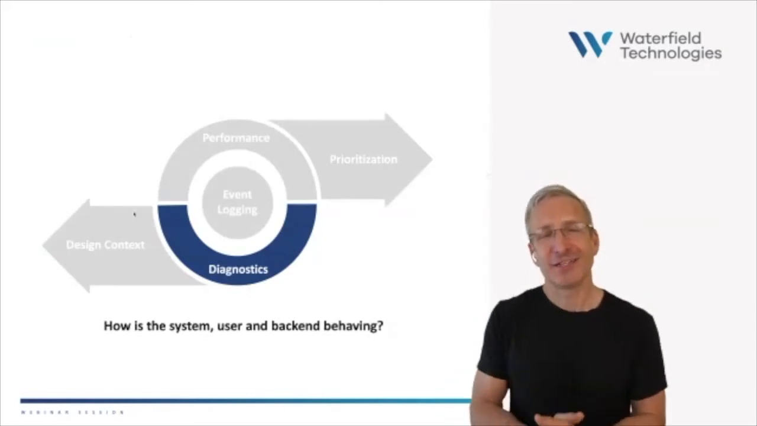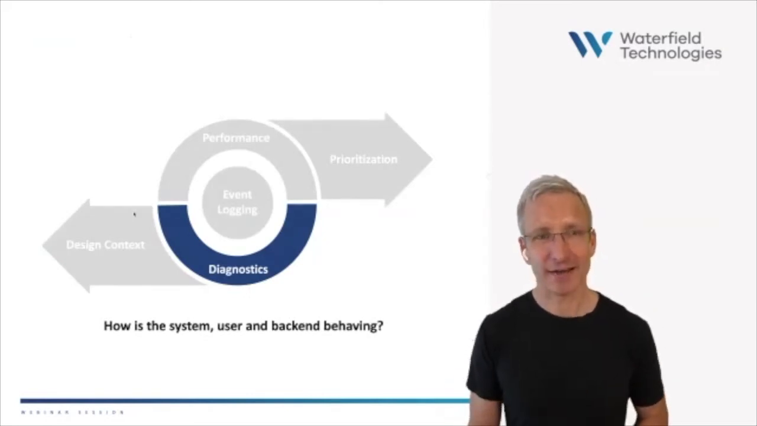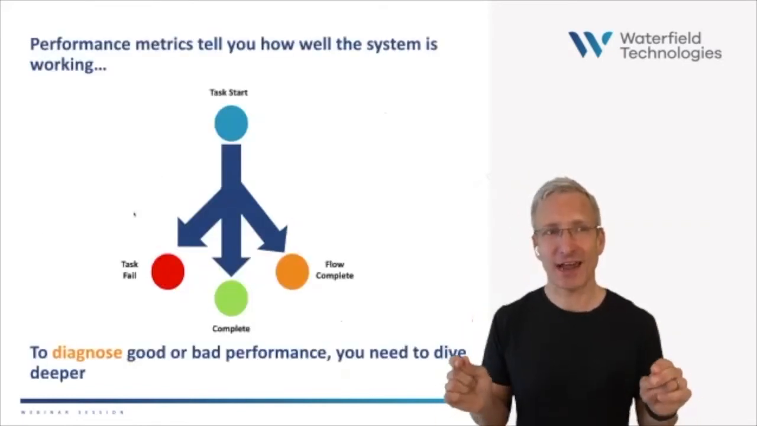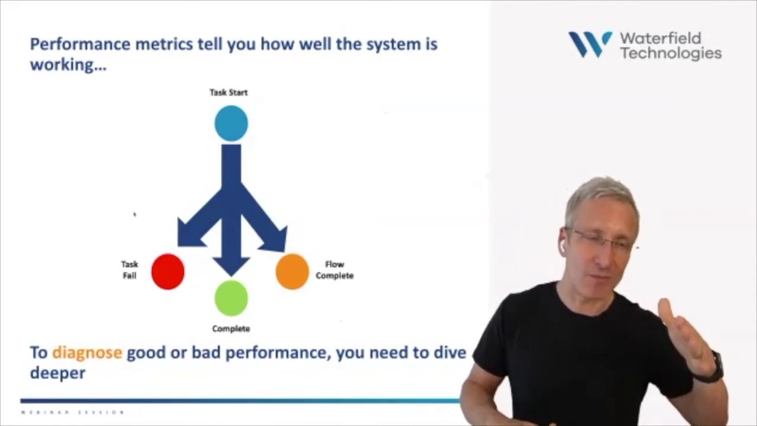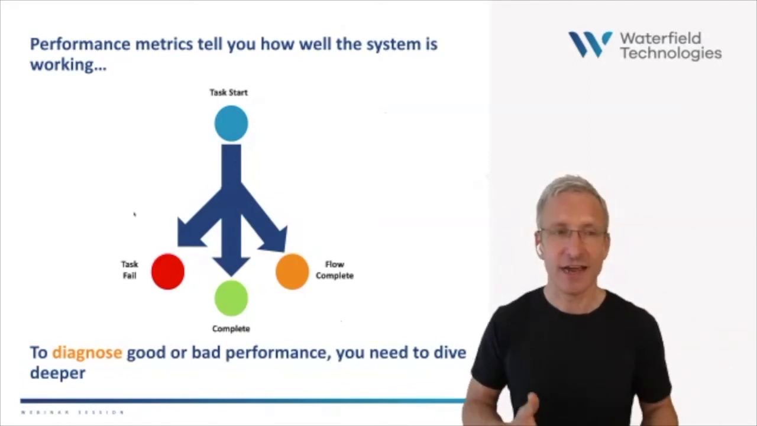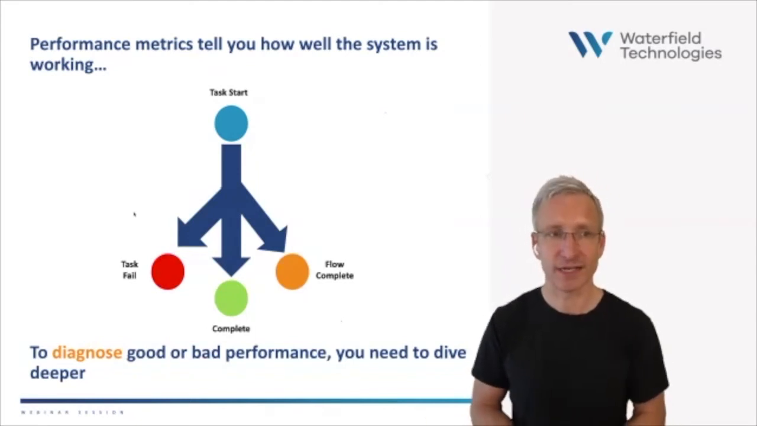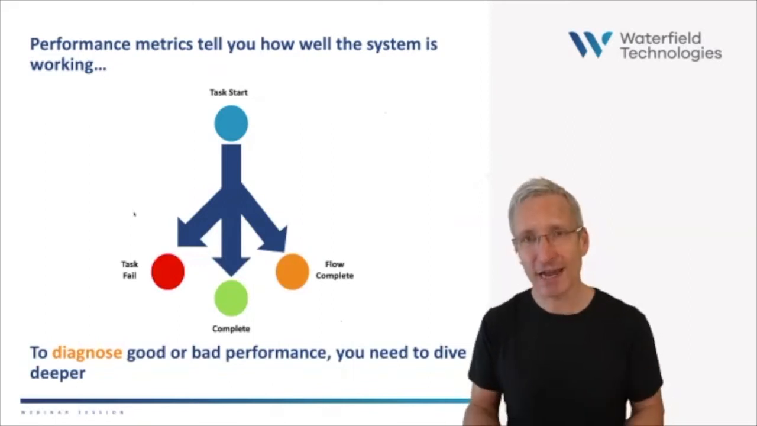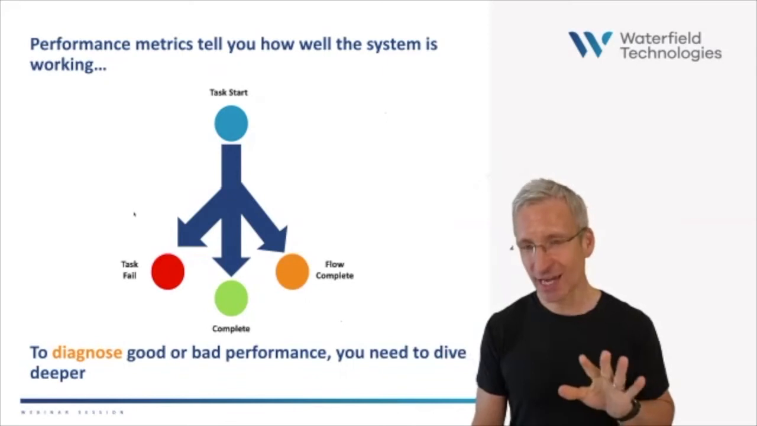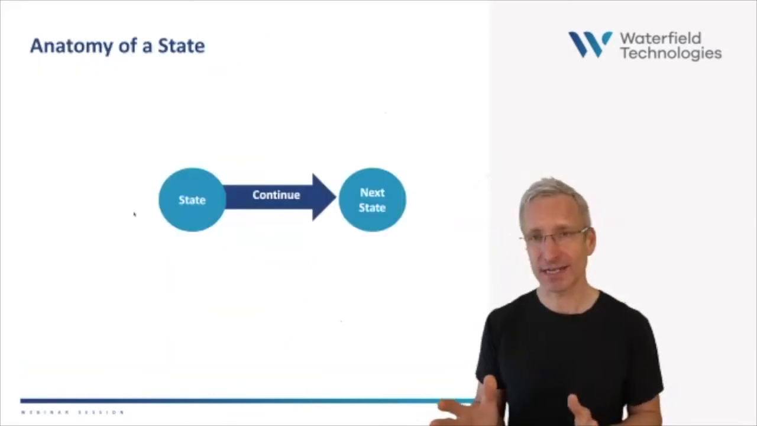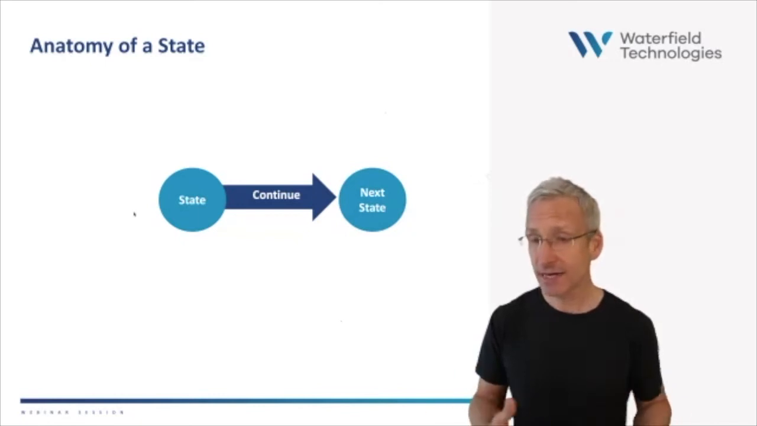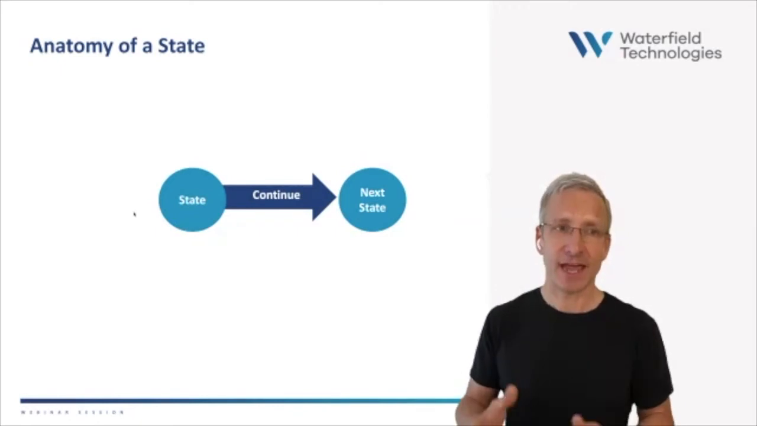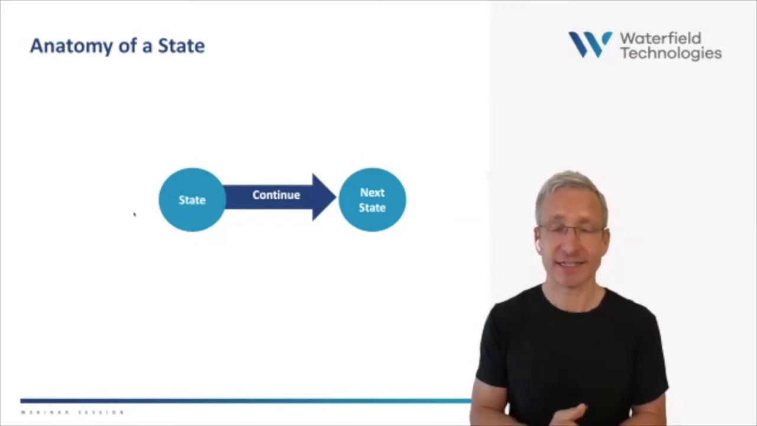Then finally, we get to diagnostics. How is the system, user, and backend behaving? And why do we need to know this? Well, the performance metrics tell you how well the system is working. How many tasks of different kinds are started, how many of those fail, complete, or flow complete. But to diagnose good or bad performance, to see why it's happening, we need to dive deeper, and we need to look inside the evolving state of our application. And like I said, whether it's a directed dialogue system or a different paradigm, it's got state. And each state has different outcomes.